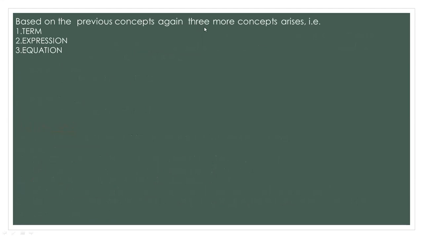Again, there are 3 more concepts which should arise in the algebra. Namely, first one is term, second one is expression, third one is equation. Dear students, please understand this based on the previous concepts. What are the previous concepts you have studied? That is constant, variable, coefficient, as well as exponent. From these concepts, 3 more concepts arise in the algebra. That is term, expression, and equation. This is very, very important. So let us study one by one.